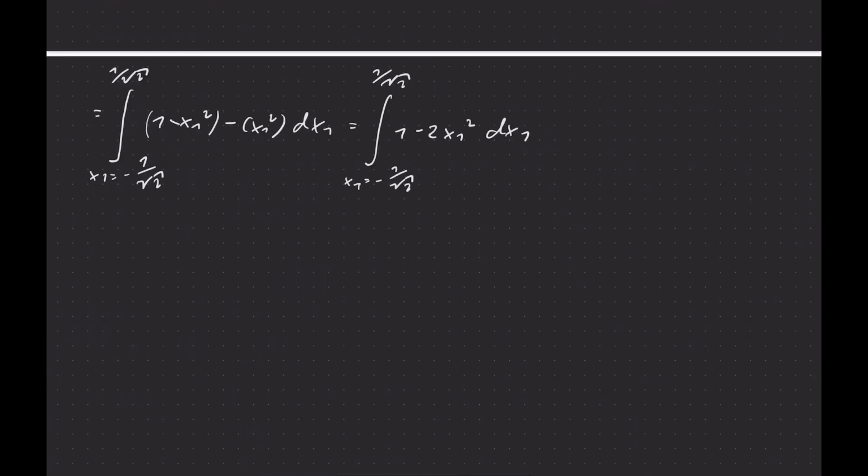And now we can actually evaluate that integral. That only depends on x1 now. So we've gotten rid of the x2 variable by that point. And what we get here is x1 minus 2 over 3 x1 to the third. And the bounds are minus 1 over the square root of 2 and 1 over the square root of 2.